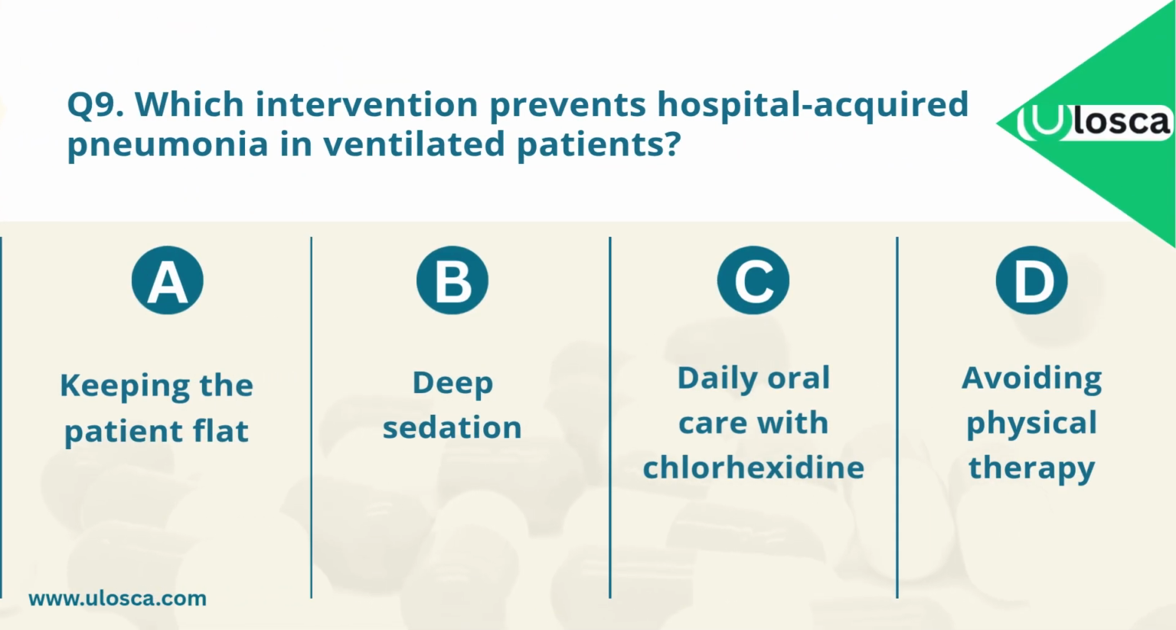Question 9. Which intervention prevents hospital-acquired pneumonia in ventilated patients? A. Keeping the patient flat. B. Deep sedation. C. Daily oral care with chlorhexidine. D. Avoiding physical therapy. Which one is the correct answer?